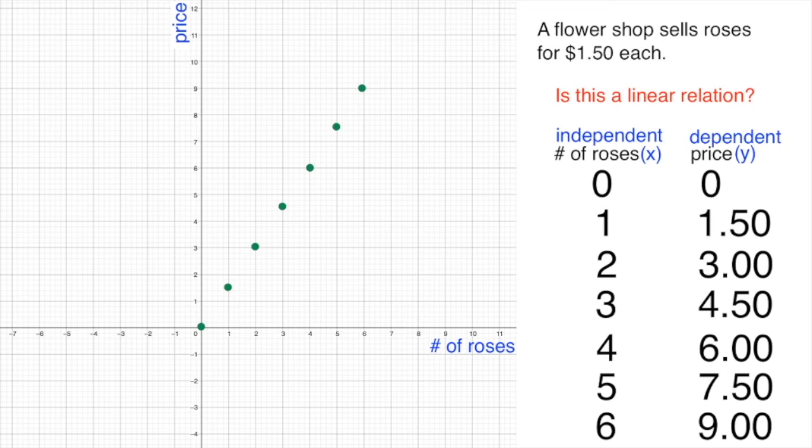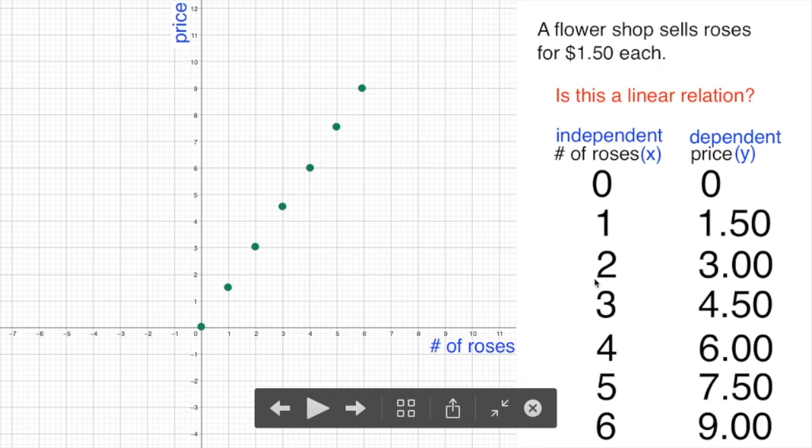There's actually two ways that we can tell if this is a linear relation between the number of roses and the price. The first way we're going to do it is by looking at the table of values. So we look at these numbers here. Now, we said before that the price is dependent on the number of roses. The more roses you buy, the higher the cost will be. So the price is the dependent variable and the number of roses is independent.